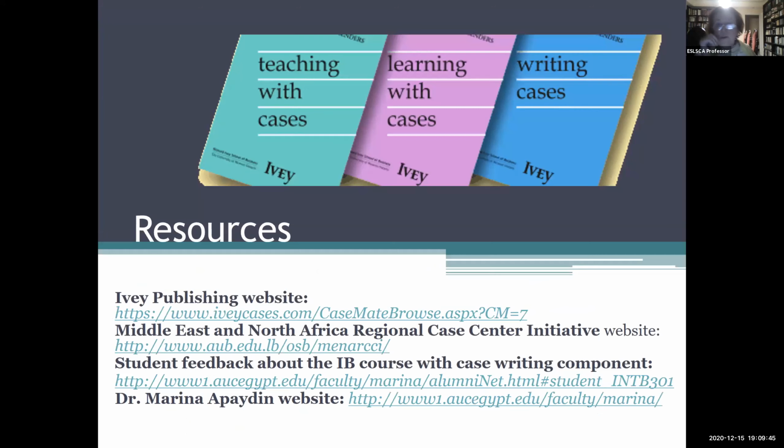And these are the resources that I mentioned. This is a set of three books: Teaching with Cases, Learning with Cases, which is for students, and Writing Cases. They can be acquired from the Ivy Cases website, or you can reach me through my faculty website. Actually, I'm sorry, this is an old link to the AUC website. So you can find me on academia.edu. And generally, Google me and you'll find me.